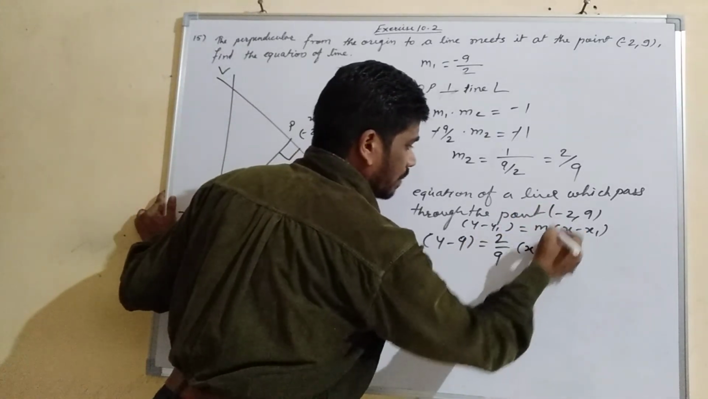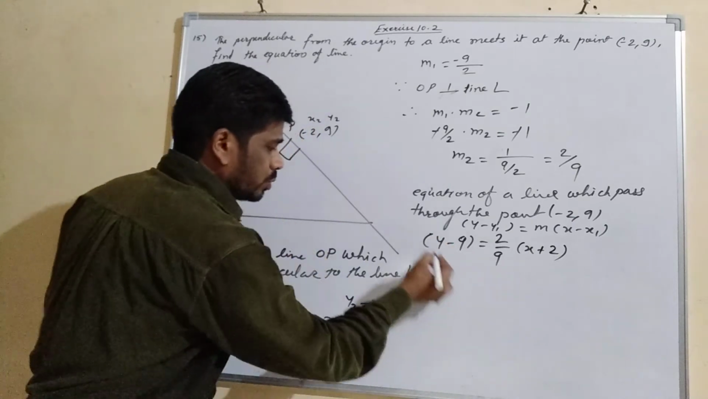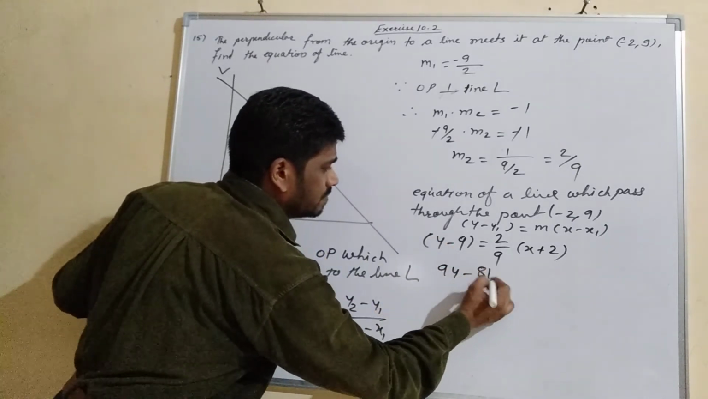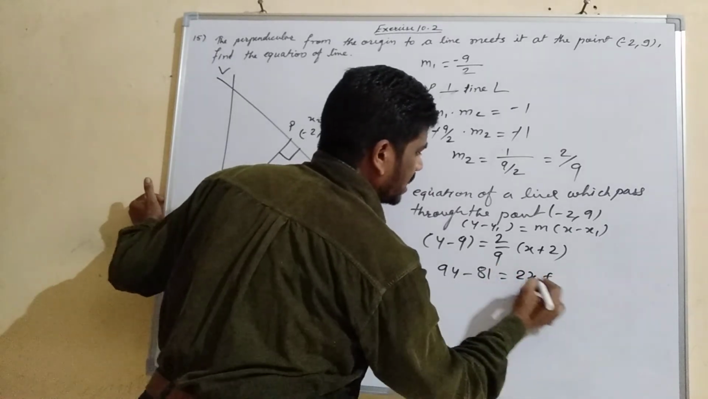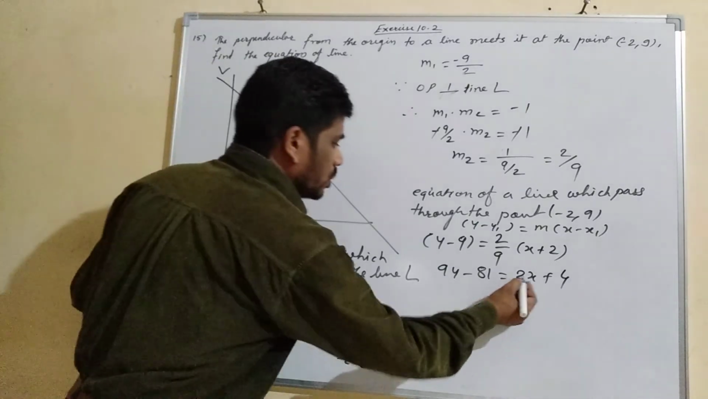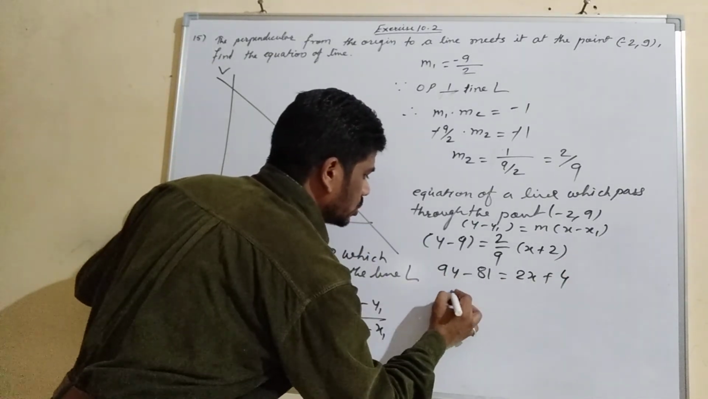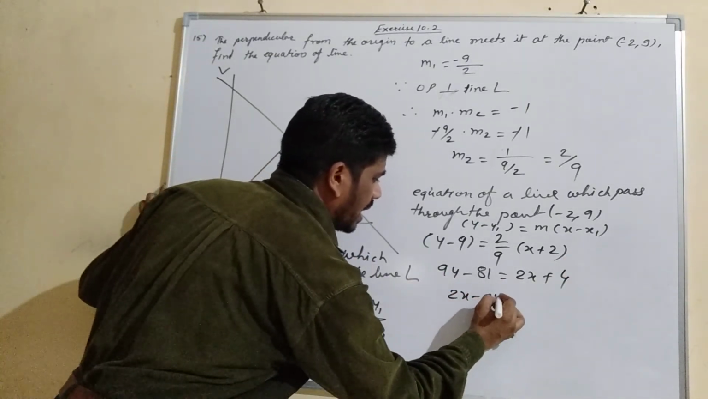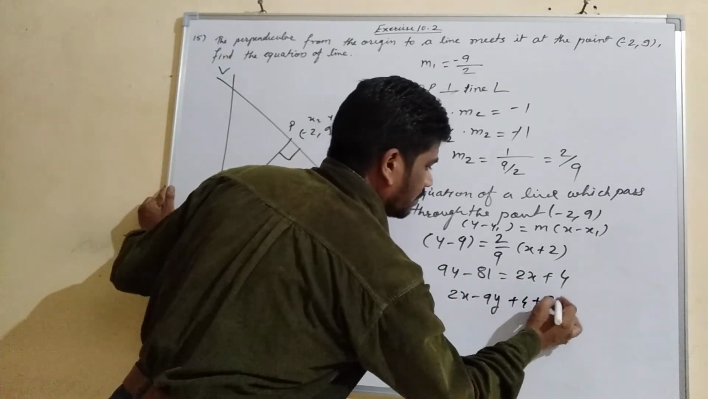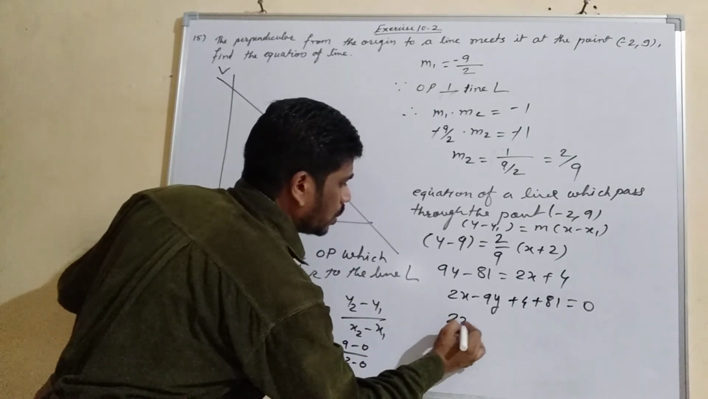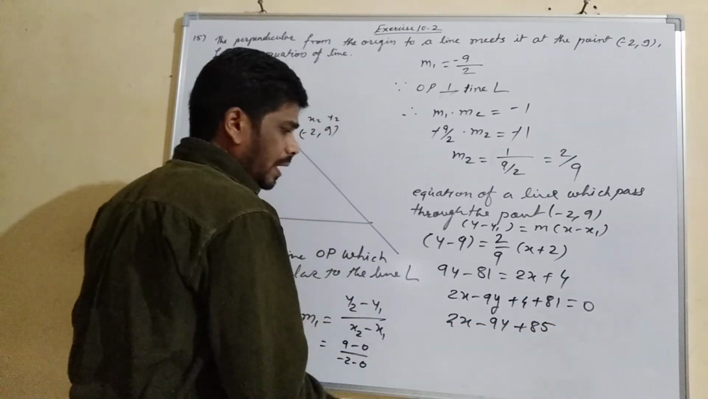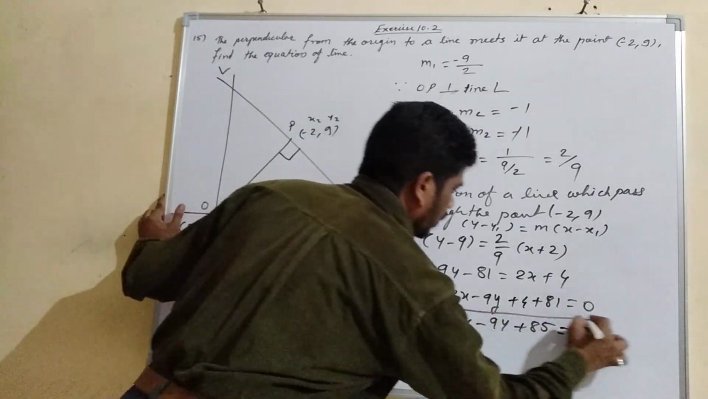So it will be minus minus, which becomes plus 2, which means we can cross multiply. 9y minus 9 9s are 81 equal to 2x plus 2 2s are 4. Okay, which means you can shift both the values. So 2x minus 9y, and this is plus 4 plus 81 equal to 0, which means 2x minus 9y plus 85 equal to 0. This is the equation of the line.